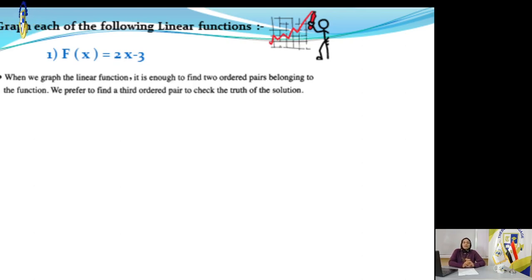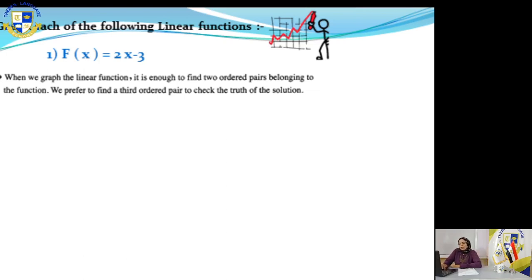We have here an example. Graph each of the following linear functions. Number 1, f of x equal 2x minus 3. If you want to graph any polynomial, we will take some numbers and represent them on the graph. When we graph a linear function, it's enough to get 2 or 3 ordered pairs to represent the linear function.